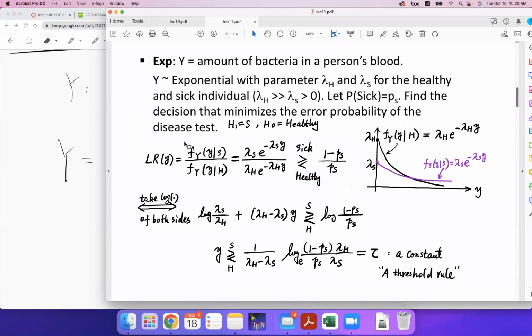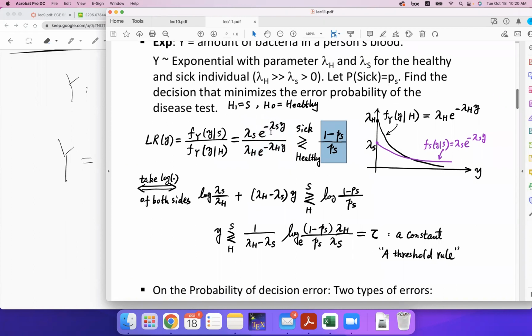In particular, both of these conditional PDFs are given in the problem statement. If a person is sick, then the distribution of Y follows a sick exponential distribution with parameter lambda s. Otherwise, if a person is healthy, the distribution follows a healthy exponential distribution with parameter lambda h. So you plug them into this ratio, and we know this threshold. Because there are exponentials and a ratio involved in this inequality, a natural idea is to take the logarithm on both sides to simplify the expressions. You take the log on both sides, rearrange the terms, and eventually you get this inequality.